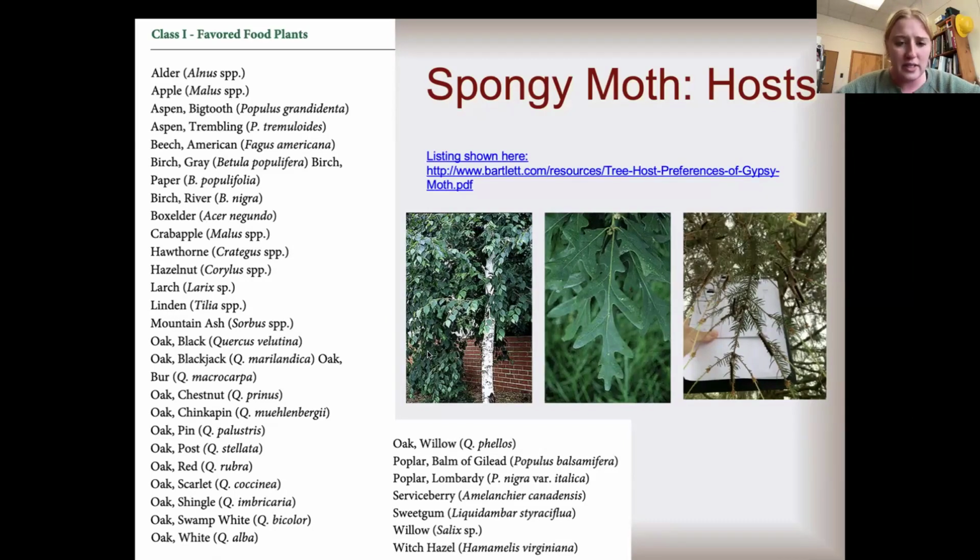Class 2, which I don't have listed here, I could only fit so much on the screen, but again, there's a link here to Bartlett that shows all of the tree host preferences of the spongy moth. And a lot of times you'll see gypsy moth as well in these links, and that was because the common name was formerly gypsy moth, changed to spongy moth in 2022. And then there's the class 3 host plants, and those are going to be the ones that are rarely eaten by the caterpillars, a lot of the overstory trees. And I think I might have skipped over class 2, but those are going to be trees and shrubs eaten by caterpillars that are greater than 1 inch in length, I believe.